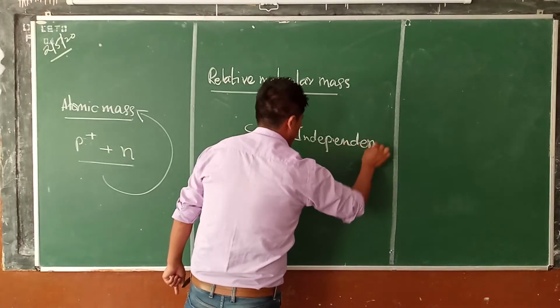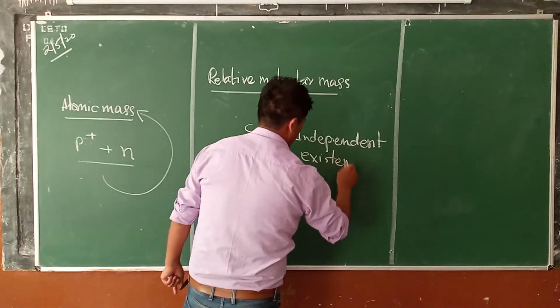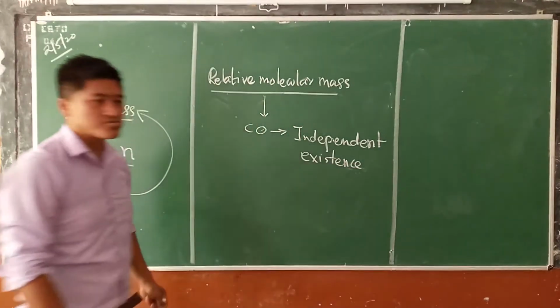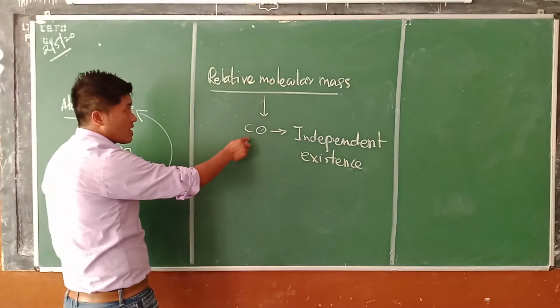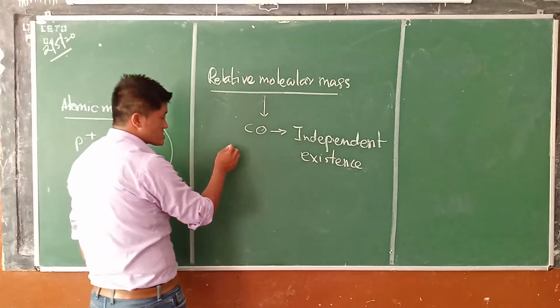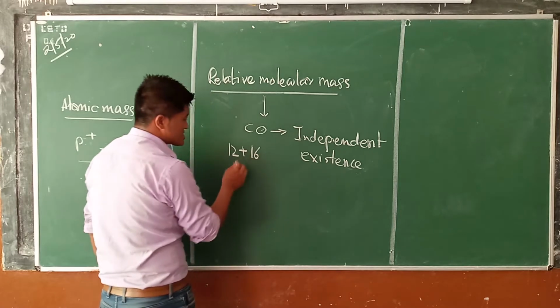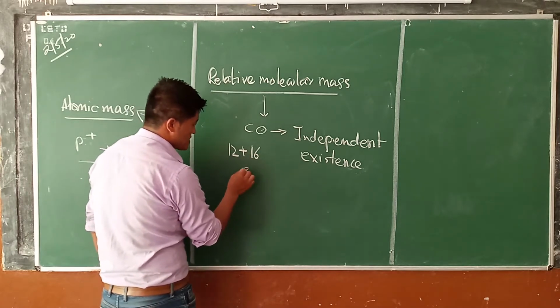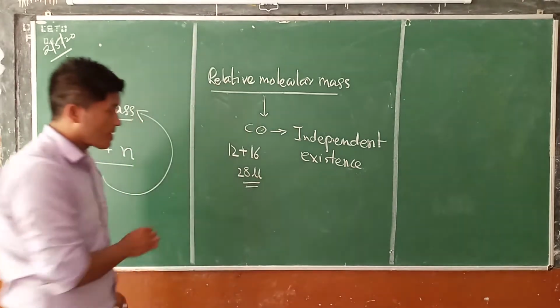This carbon monoxide normally exists independently. And when we were supposed to find the molecular mass of this carbon monoxide, as I had done previously, carbon is 12 and oxygen is 16. When you sum up these two, you get 28 mu. This is what we got.